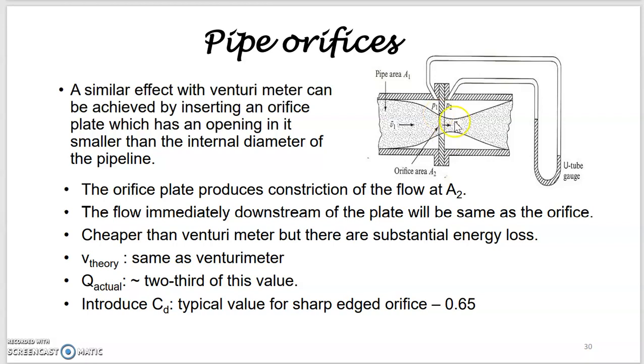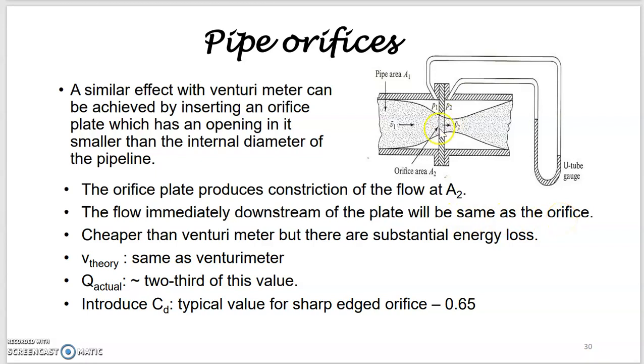Okay, a constriction of the velocity of the flow in the pipeline. So the orifice plate produces a constriction of the flow at A2. So this is the orifice, so this is A2. Automatically, when we have a different area, it will give a different velocity. So this is A2 and the V2 happens at A2. This is area 1, and this is velocity 1. And then the flow immediately downstream of the plate will be the same as the orifice.